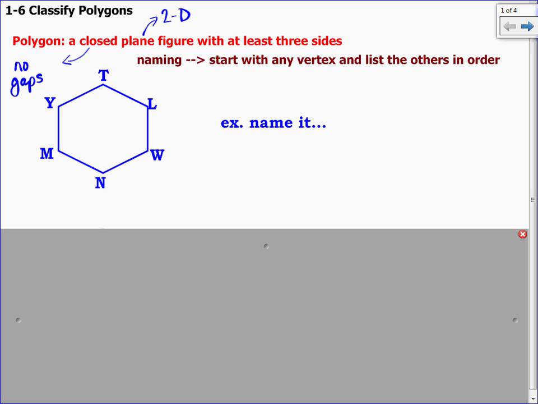When we name a polygon, we just have to pick a letter and then name in a circular fashion. So you can't jump back and forth, left and right. And you can go clockwise or counterclockwise. Not picky about that. So if you pick L, for instance, to start with, you could say L, W, N, M, Y, T. That would be a possible name, just going around in a circle. You can go counterclockwise or clockwise, like I said. Just name around in a circle. There are many options. That's what those dots are going to signify.